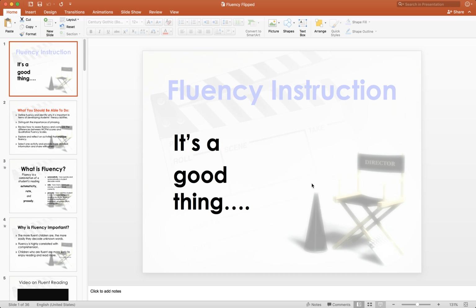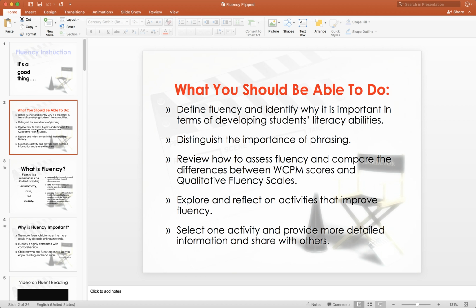All right, today we're going to talk about fluency instruction, why it's a good thing, and how we assess it, and what kind of instructional practices we can use in our classroom to help kids build their fluency. So, today, what you should learn or be able to do is to define fluency and identify why it's important in terms of developing students' literacy abilities. You'll be able to distinguish the importance of phrasing and how it plays into fluency instruction.